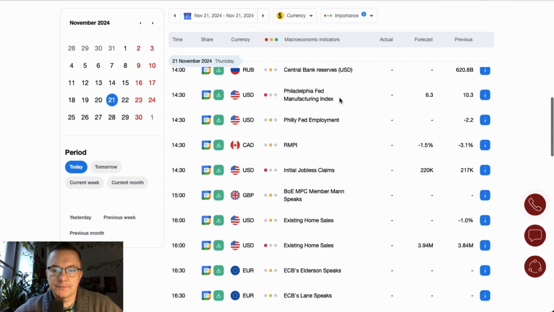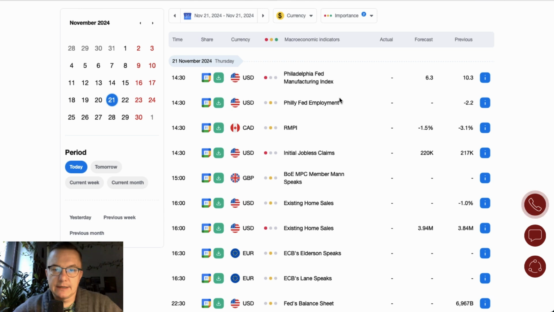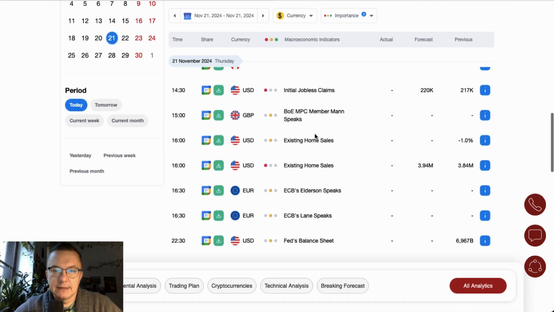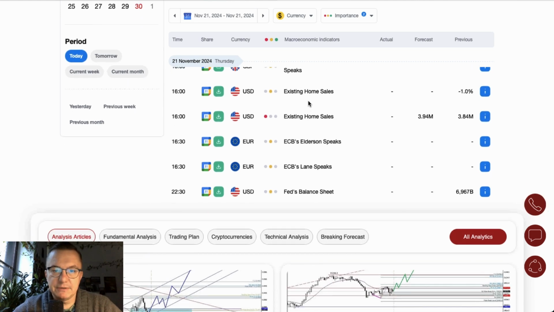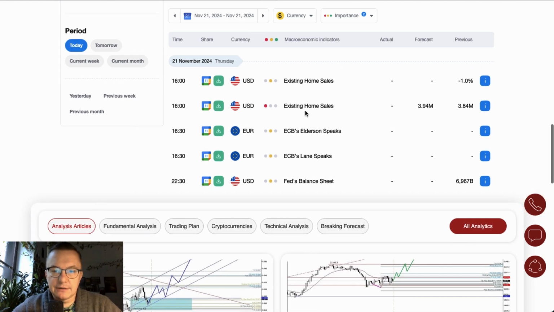And then we go straight on to the major events for today during the New York session, the US session basically. Philadelphia Fed Manufacturing Index is scheduled for release at 2:30, together with the Philly Fed employment and initial jobless claims. NMPI from Canada is scheduled for release at the same time. Then at 3 o'clock we have Bank of England MPC member Mann giving a speech. Then at 4 o'clock another very important data release, existing home sales.